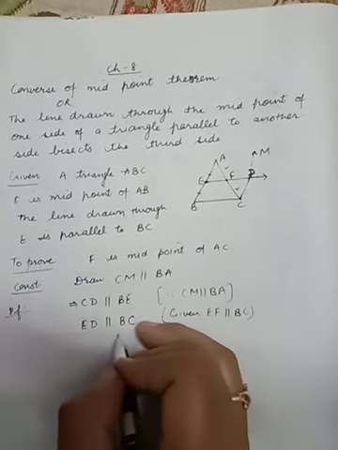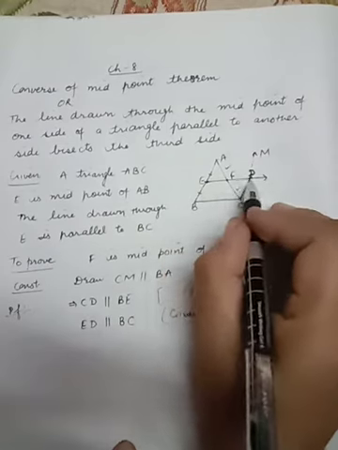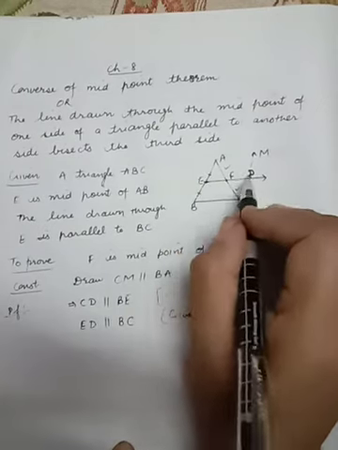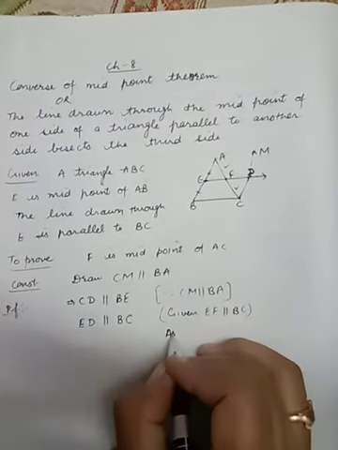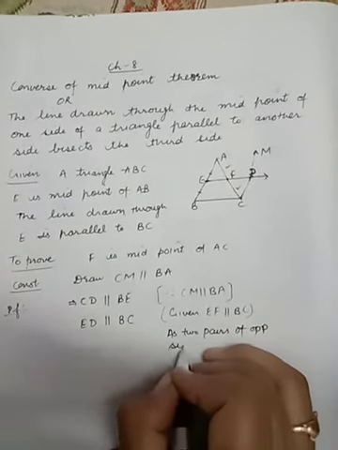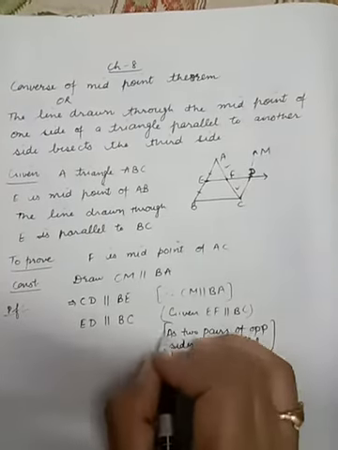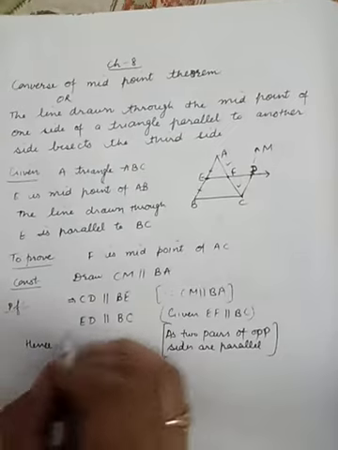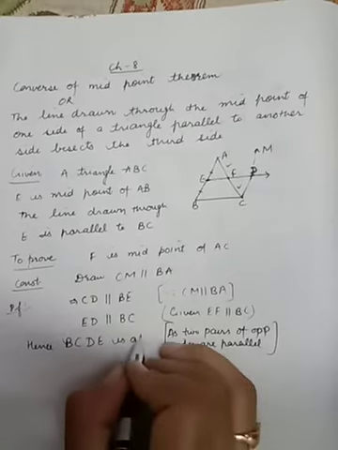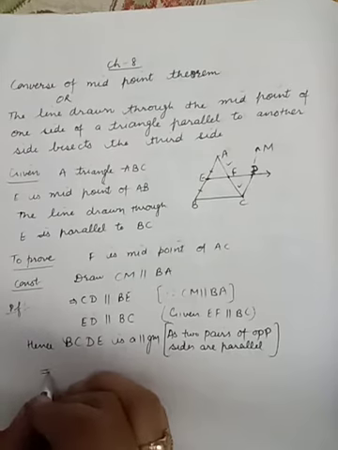Now see these two lines which are parallel to each other. CD is parallel to this and ED is parallel to this. Two pairs of opposite sides are parallel. This implies BCDE is a parallelogram. BCDE is a parallelogram. It means their opposite sides are also equal.